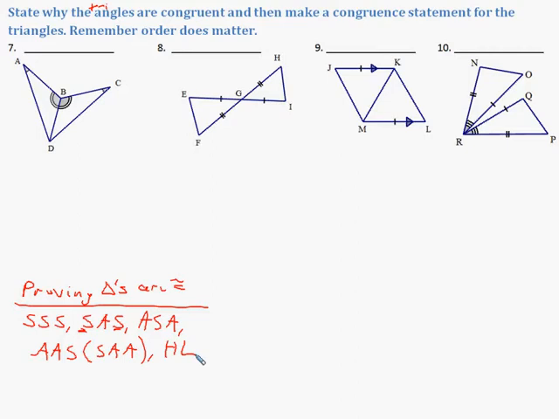So let's go ahead and look at number 7. We have two angles are congruent, and then we notice that these two triangles share a side. So whenever they share a side, that side is congruent to itself using the reflexive property. And so we can say these are congruent by angle, angle, side compared to angle, angle, side. So this is an angle, angle, side.